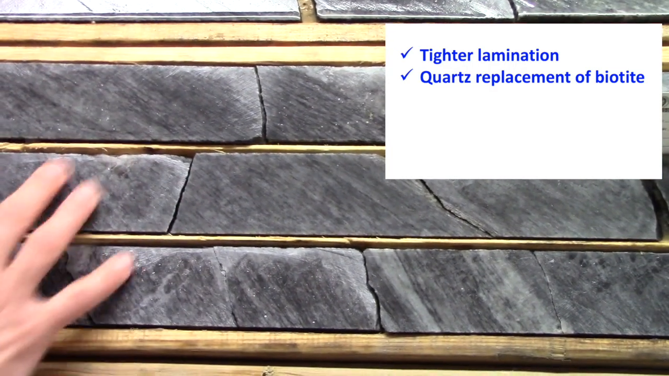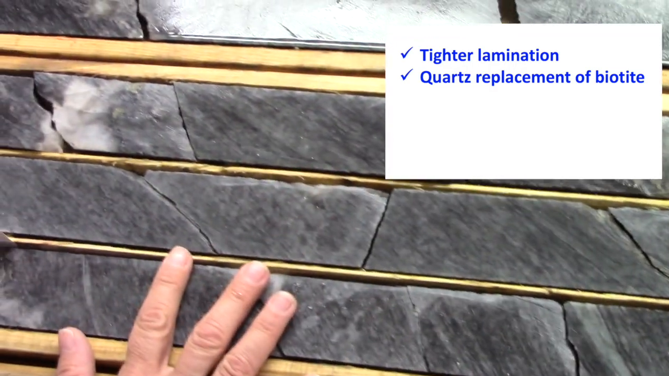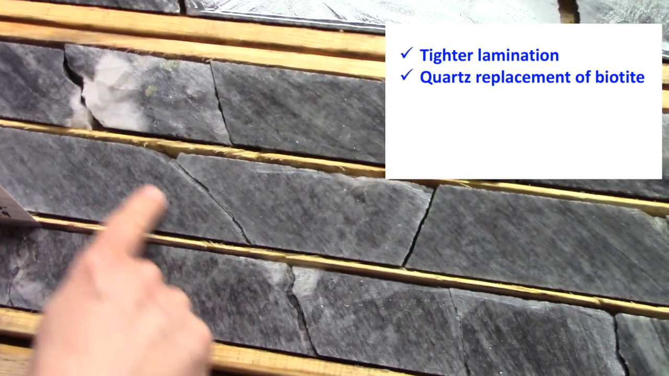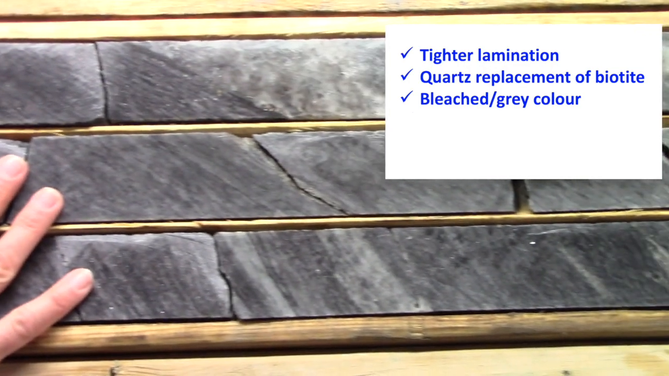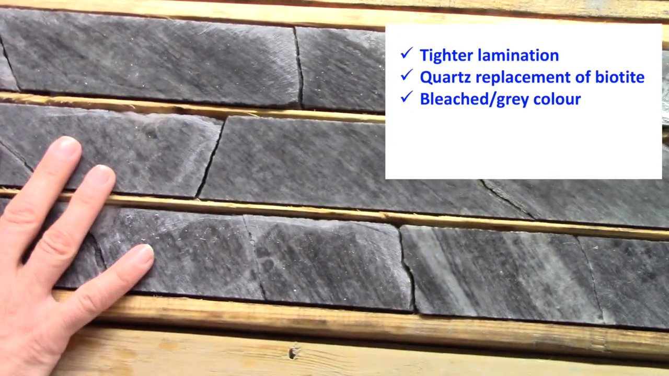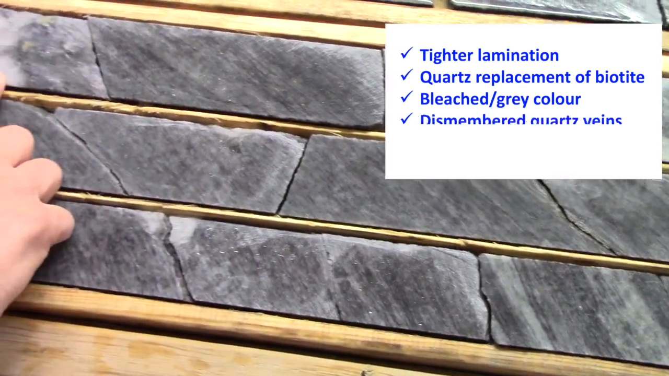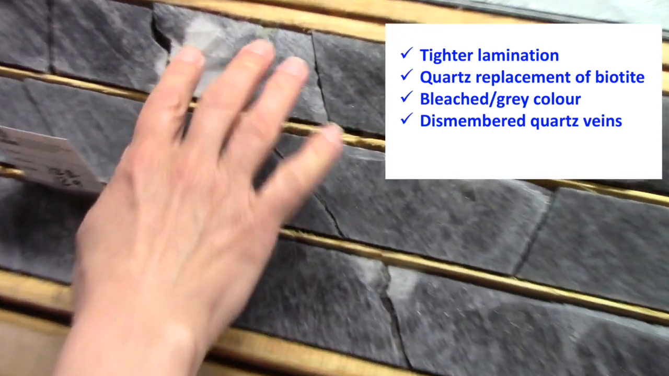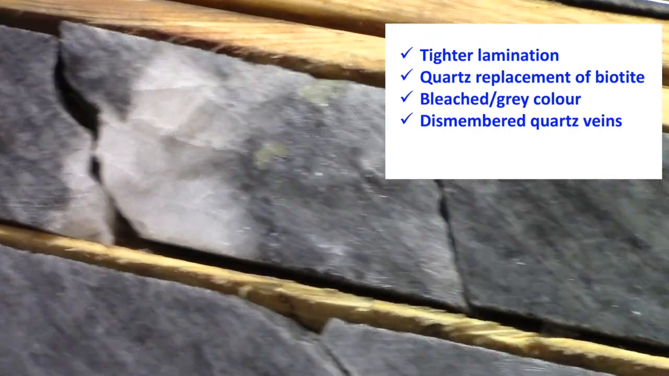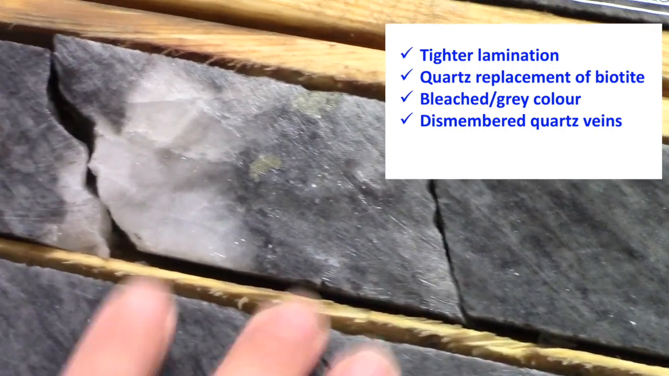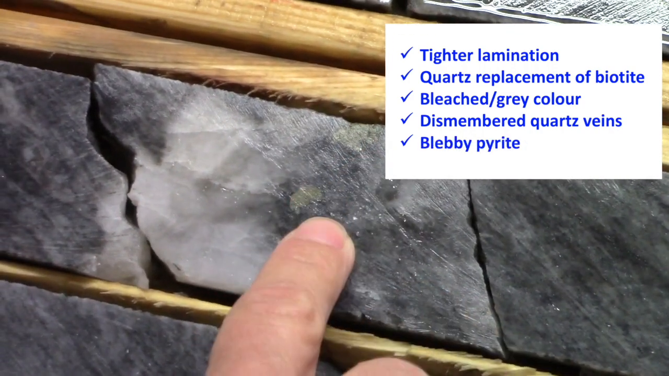So to identify the fact that we have the loss of biotite, we have to have the very tight lamination, the bleached gray look as well. And the other important features are that we have these dismembered quartz veins. And these dismembered quartz veins typically have dark patches to them, just like these as well. And we also have the blebby pyrite.